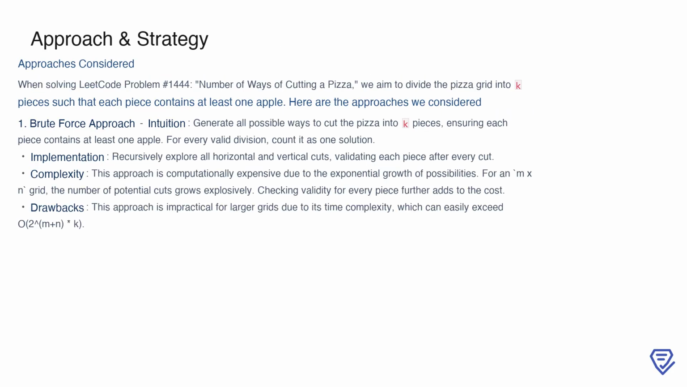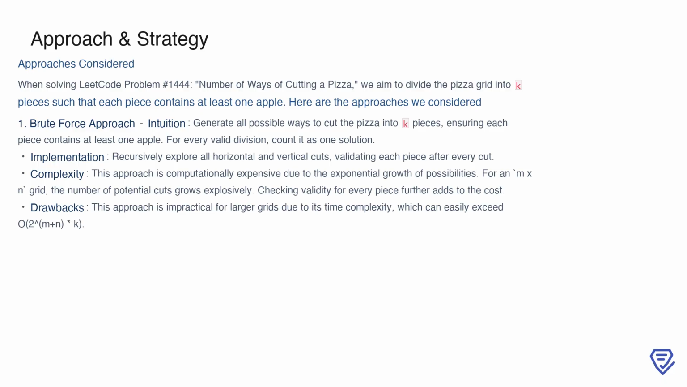To solve problem number 1444, our goal is to divide a pizza grid into exactly K pieces, ensuring that each piece contains at least one apple. A natural starting point is the brute force approach. The intuition here is straightforward: generate all possible ways to cut the pizza into K pieces and verify that each resulting piece satisfies the condition of containing at least one apple. This can be implemented by recursively exploring all possible horizontal and vertical cuts, and after each cut, validating the resulting subgrids to ensure they meet the criteria. However, the major drawback is the sheer number of possibilities.